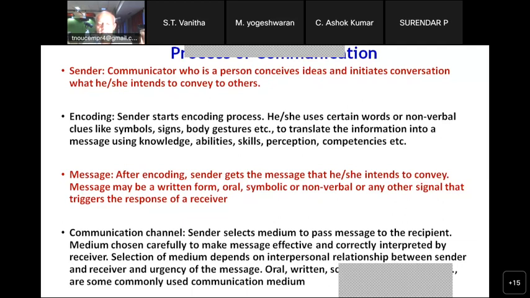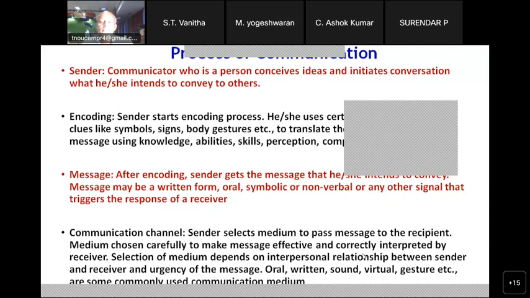And I am triggering the response of the receiver. So you are all receiving because I trigger the response. I don't know to what extent you are interested or you are listening, I don't know. But anyhow, I try to trigger the response.